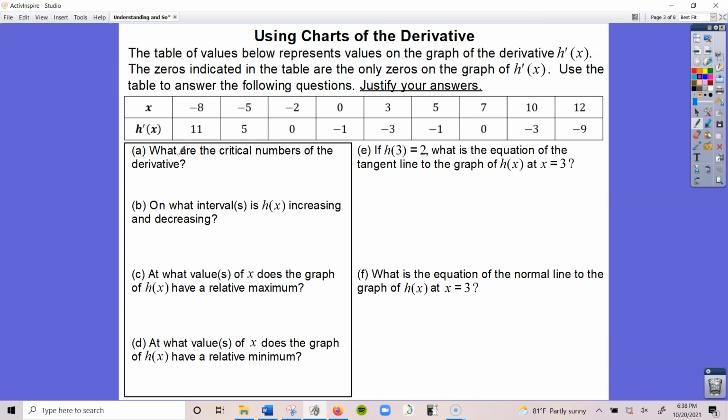The first question is, what are the critical numbers of the derivative? Remember that my critical numbers is when my derivative, in this case it's h prime of x, equals 0. So I look at my chart here, and h prime of x is equal to 0 at these points. So these are my critical numbers, those x values, which is negative 2 and 7.